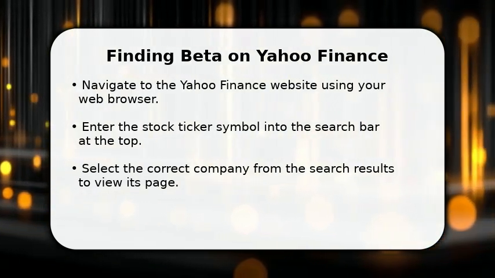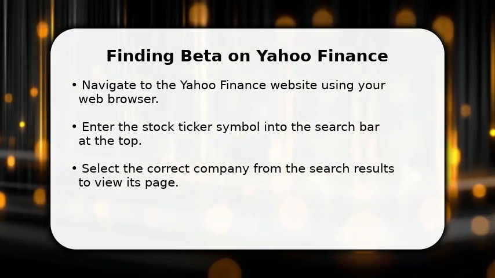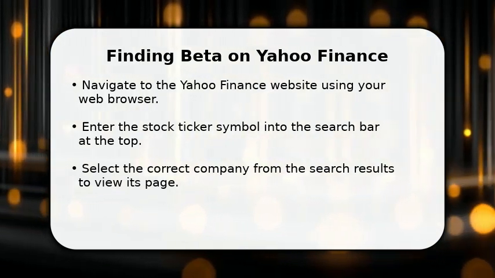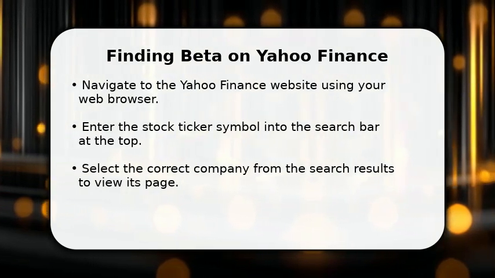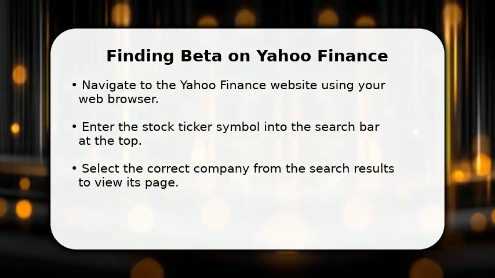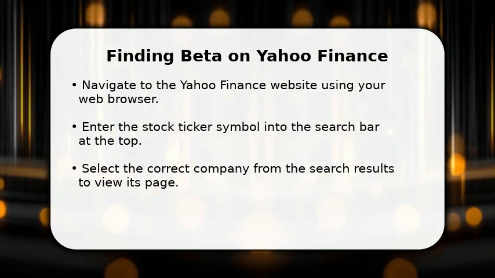Type in the ticker symbol for the stock you are interested in, like AAPL for Apple, and then select the correct company from the drop-down suggestions. This will take you directly to the stock's dedicated information page.